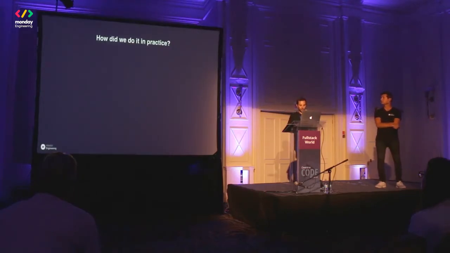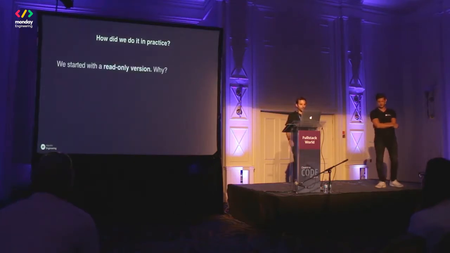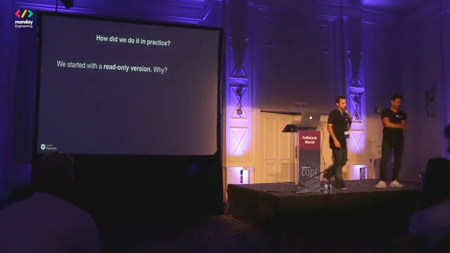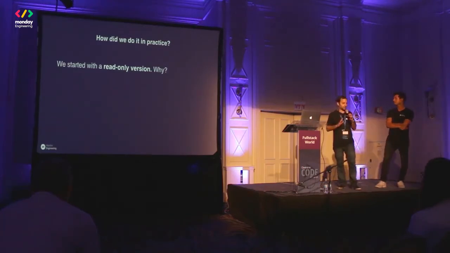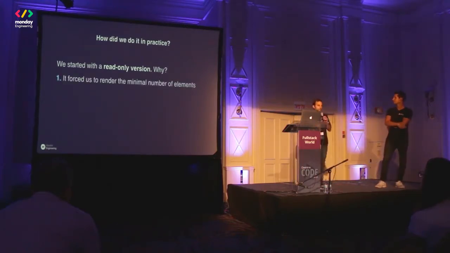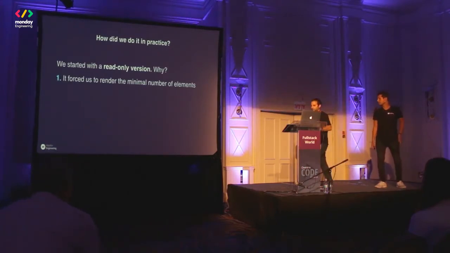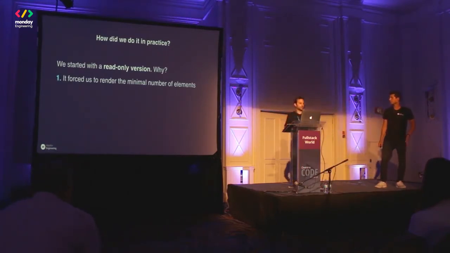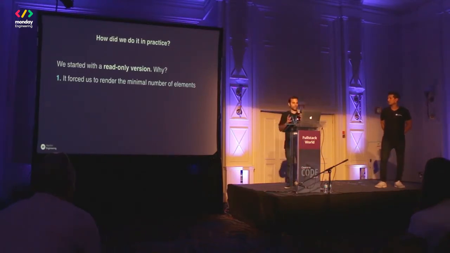So, here are some tips, or some things that we took from progressive rendering and used in practice. The first thing was that when we approached this project, we wanted to have, at the first moment, a read-only view, or a read-only version of the boards. The reason for that is that first of all, it forced us to render only the minimal things we needed. So it's very, very easy to understand, this is what I need to render now, just to see the board, to scroll it, without doing any actions or user interaction.